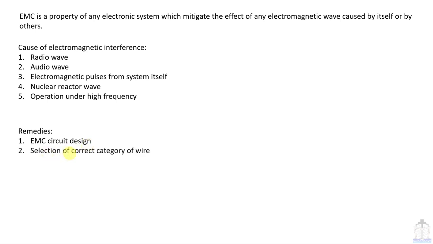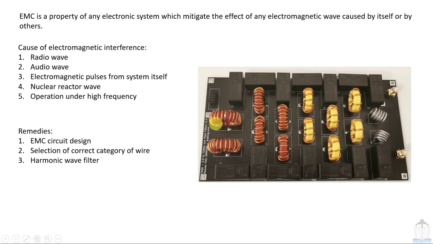Next is selection of the correct category of wire, meaning if the wire is not suitable, then obviously some ripples and noises will be generated. Second thing is the harmonic wave filter. A harmonic wave filter is basically equipped in the circuit, which nullifies the electromagnetic wave effect, and it looks like this. You might have seen it in some electronic PCB.